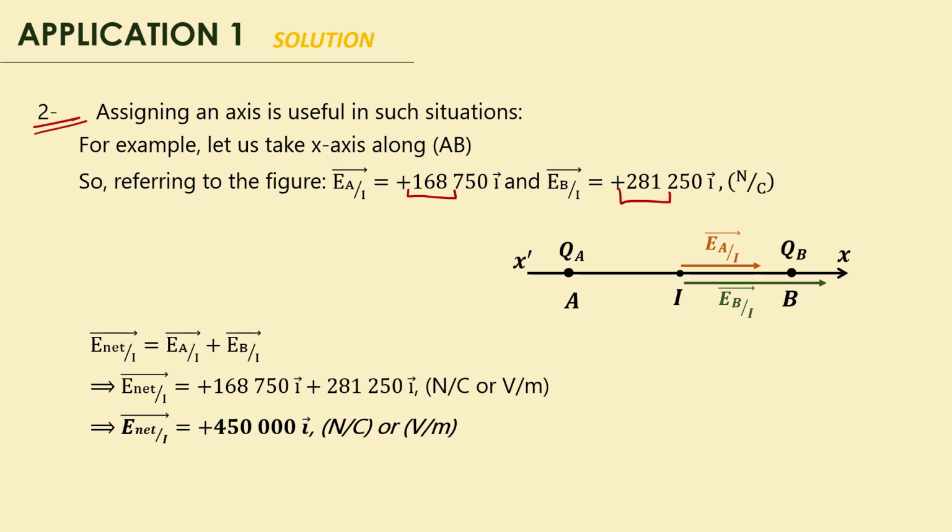In part 2, you were supposed to calculate the net electric field. Since the two vectors point in the same direction, we can simply add their values, and the final direction is going to be the same one, which is plus I. And this is everything related to application 1.